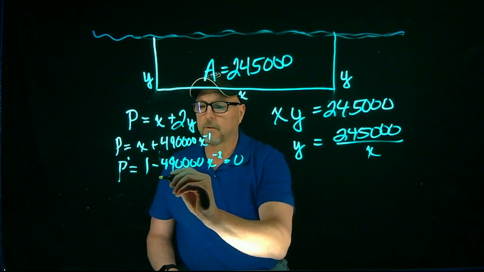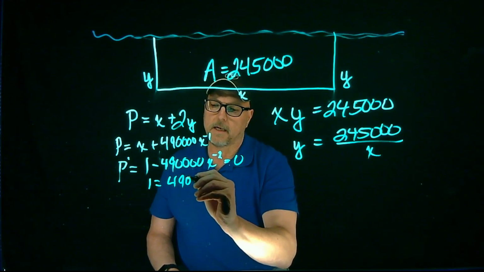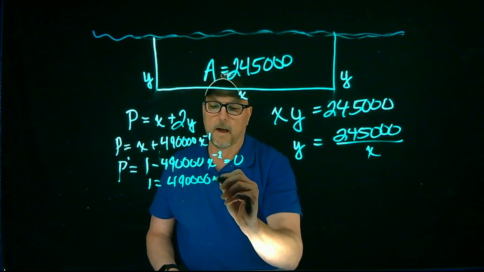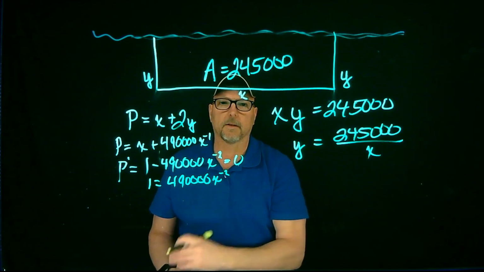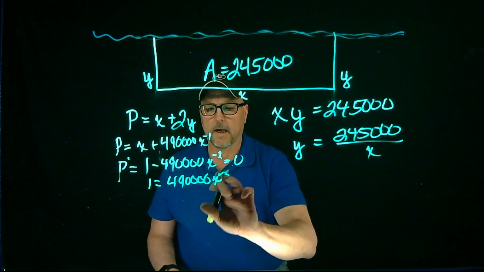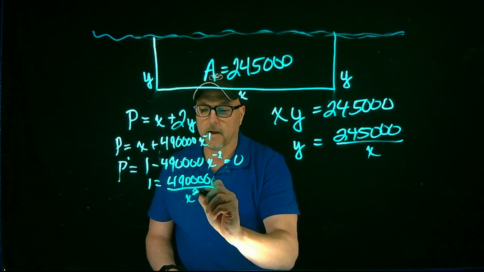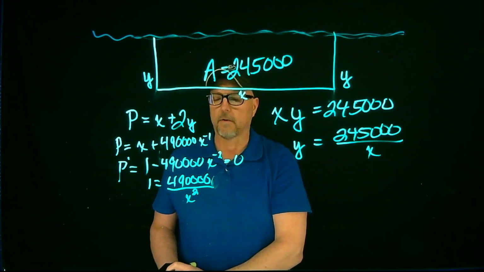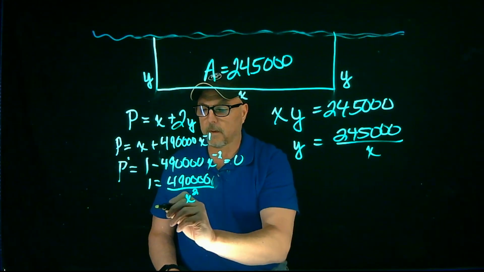So if I set this equal to 0, 1 is going to be equal to 490,000 x to the negative 2. So to solve this, I'm probably going to want an x to the positive 2. So can I go ahead and put x to the positive 2 downstairs here? Is that okay? We're allowed to do that, right? So it's a proportion, so just cross multiply to solve it.